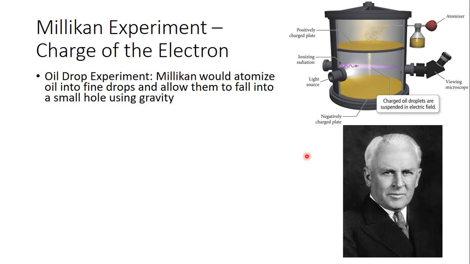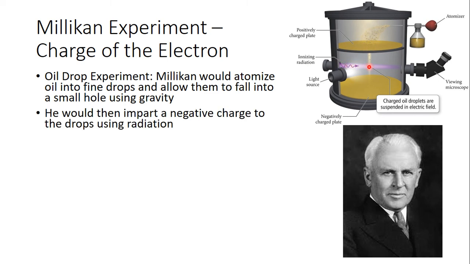Now, the next person in our story is Millikan. And what he was looking at is he was trying to figure out what the actual charge of the electron was. And he did that by using an oil drop machine, or the oil drop experiment, rather. And what he did is that he had oil, and he would use an atomizer, the same thing you can use to spray perfume or cologne. And he would atomize the oil and allow them to fall down this hole using gravity.